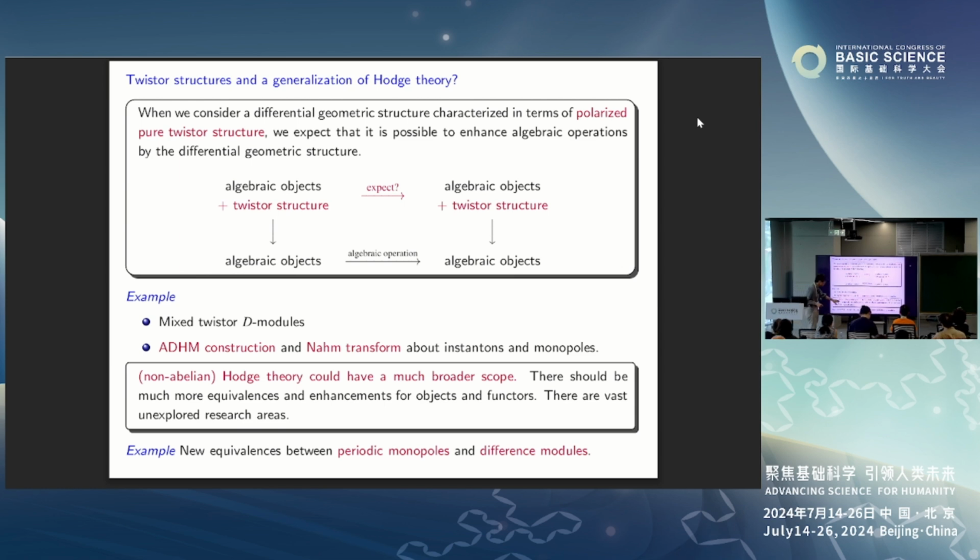So I think Hodge theory could have a much broader scope. And there should be many more equivalences and enhancements of objects and functors. By using this idea, actually we obtained new equivalences between periodic monopoles and difference modules, which are not usually considered in the Hodge field. So maybe it's time. I finish my talk by saying there are vast unexplored research areas. I hope someone is interested in this kind of object. Thank you very much.